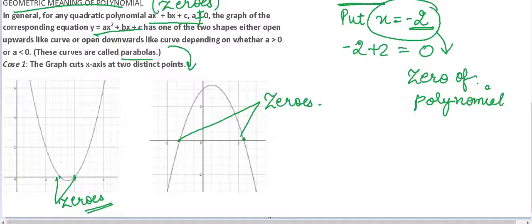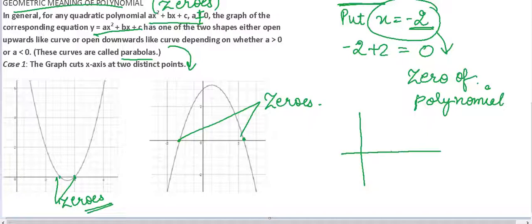Okay, so these are the zeros of the polynomial where they'll be intersecting the x-axis. The points at which any curve will intersect the x-axis are known as the zeros of the polynomial.